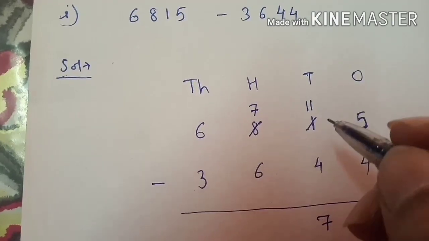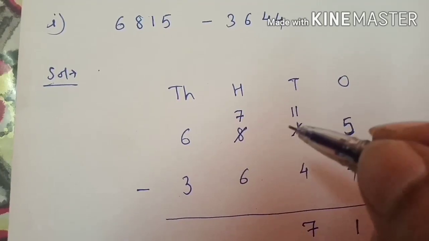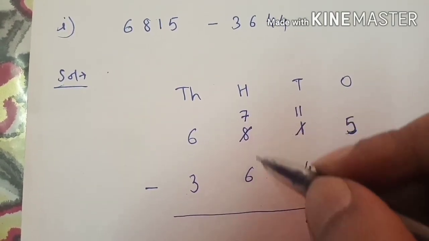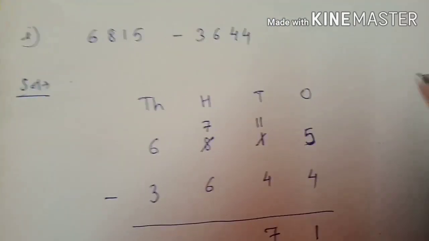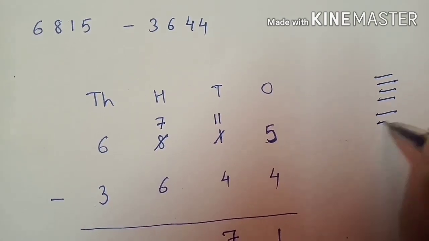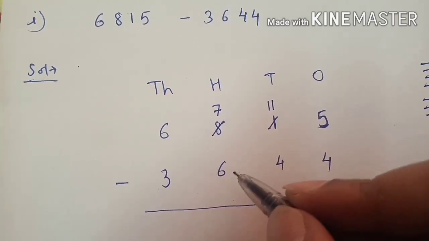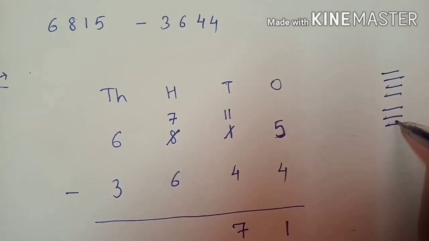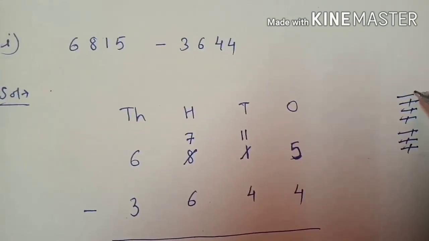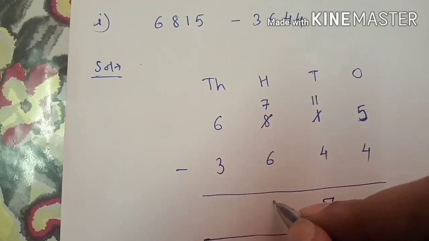Okay, here you can use the line method also. Suppose now I will use the line method. Now we have to subtract 6 from 7. So first of all, we will draw 7 lines, 1 2 3 4 5 6 7. Now how many do we have to subtract? 6. So we will cut 6 lines, 1 2 3 4 5 6. So how many lines are remaining? Only one line is remaining, so we will write 1 here.